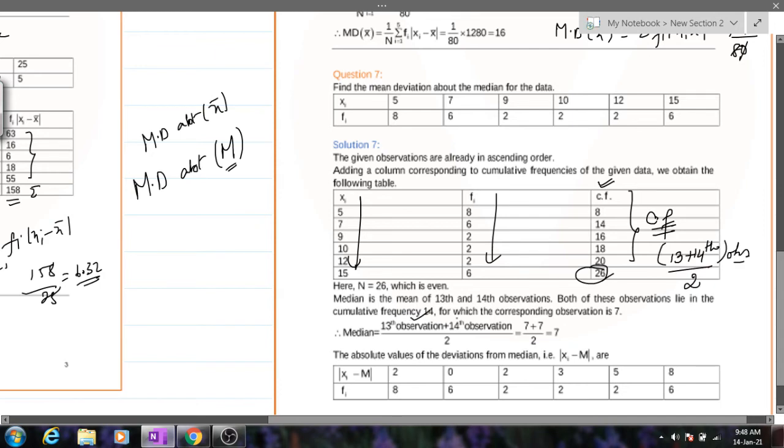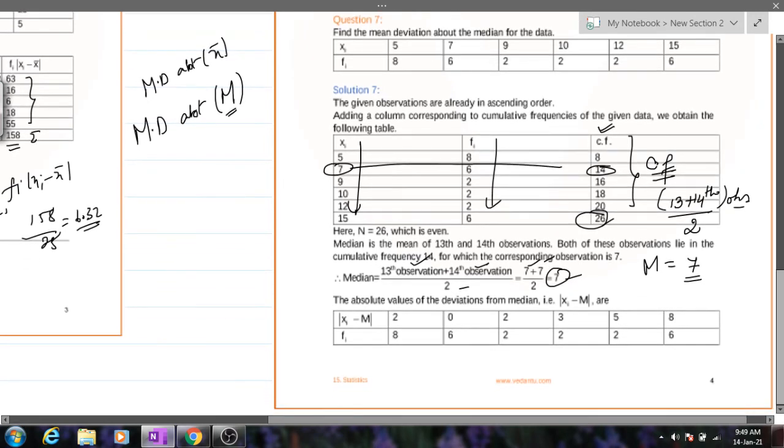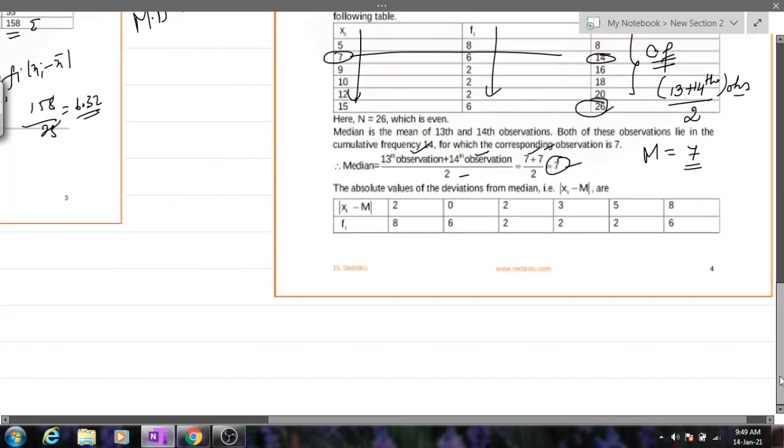See, they have done exactly the same. So the 13th and 14th observations are 7 and 7. See out there, 13 and 14 in this table, both are 7. So 7 plus 7 by 2 gives you 7. So your capital M, or the median, comes out to be 7. Clear? Once you get the median as 7, you will have to complete this numerical on your own.